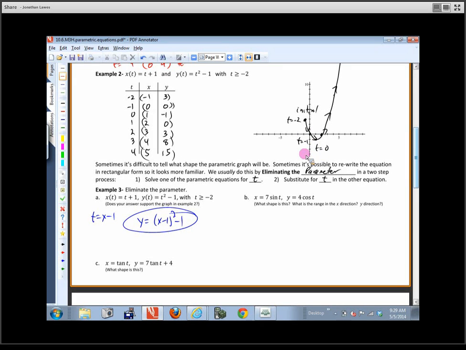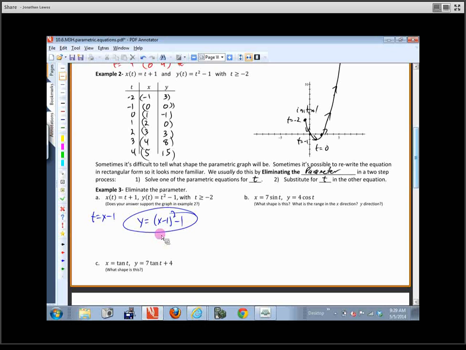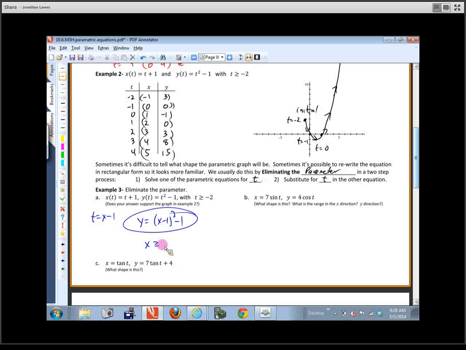The other thing we could do to finish this off is say this works as long as x is greater than or equal to -1. So what we've done here is cut off this side over here. We're saying if you start at -1 on the x and go forward, that's the part of the parabola we're after.